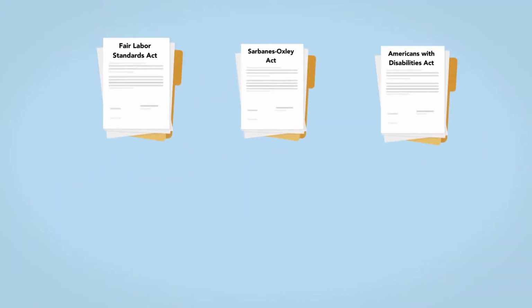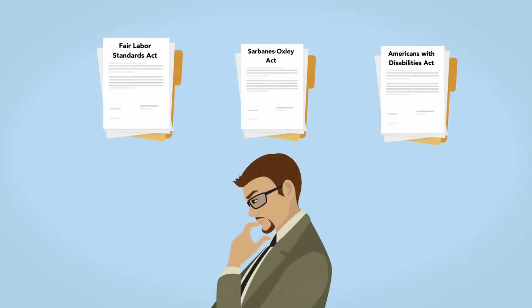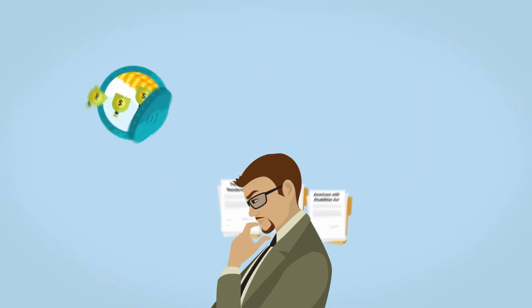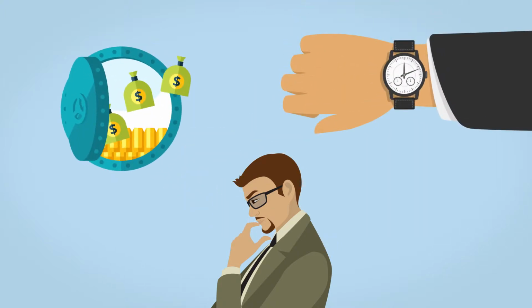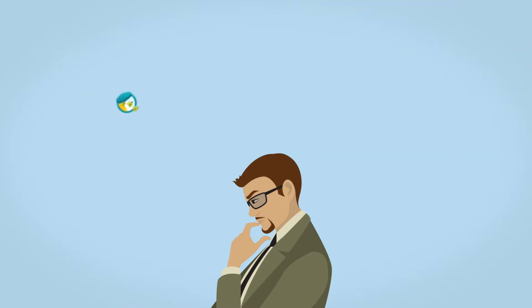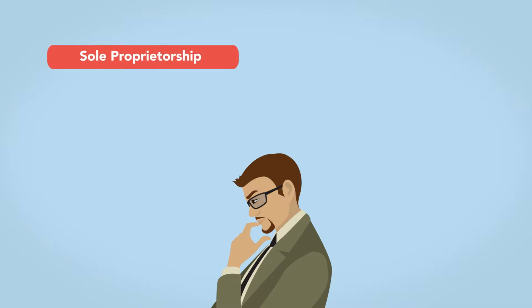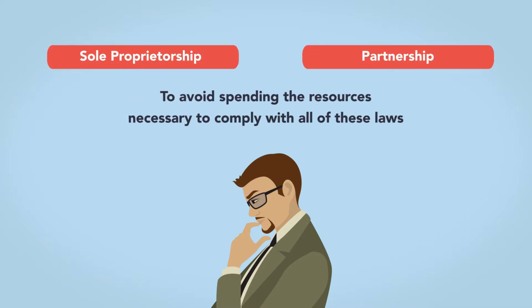Knowledge of all these federal laws and their numerous requirements undoubtedly impacts an entrepreneur before he decides what type of business to form. Compliance with these requirements is costly and takes time. A cost-conscious business owner, or one with limited financial resources, will choose an entity like a sole proprietorship or partnership to avoid spending the resources necessary to comply with all of these laws.